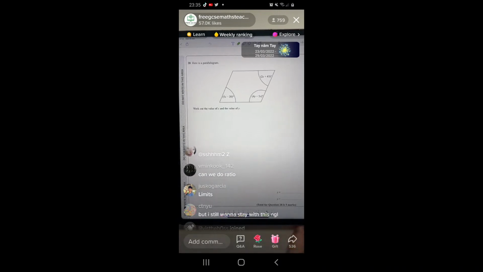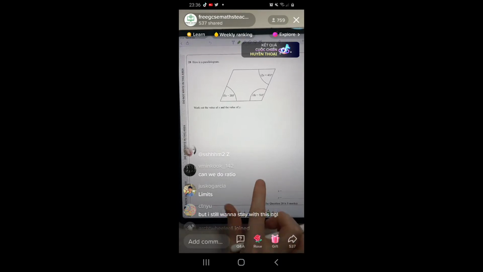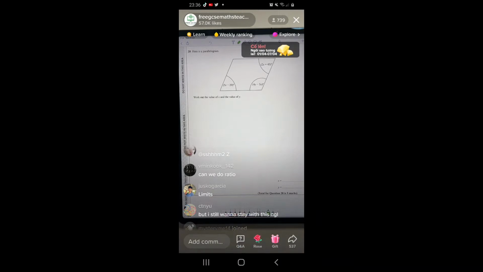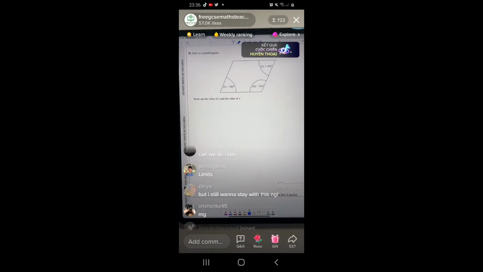So just answer this question first. So 5 marks. This was from Edexcel. So you're told, here is a parallelogram. You're told, work out the value of x and the value of y, please, for 5 marks. So can anyone tell me in the chat, please, how am I going to approach that question? What do you know is special about a parallelogram? Any idea or not? Let me know if you have an idea and I'll just start.